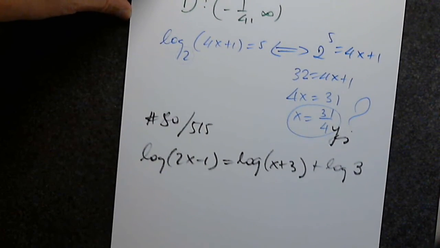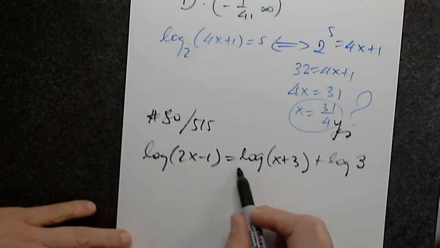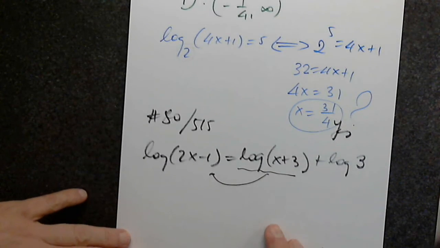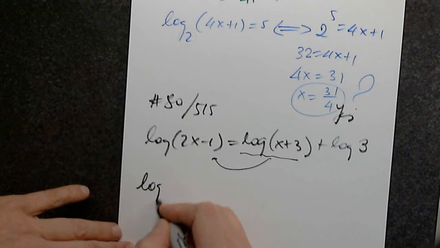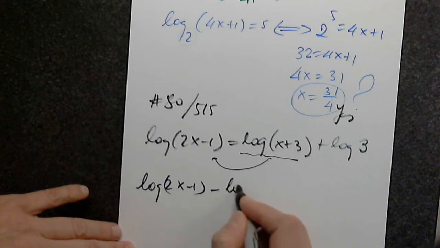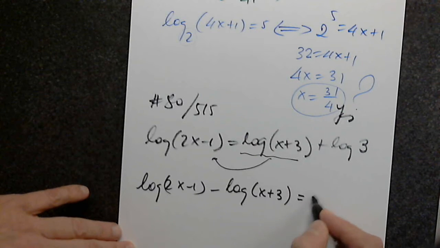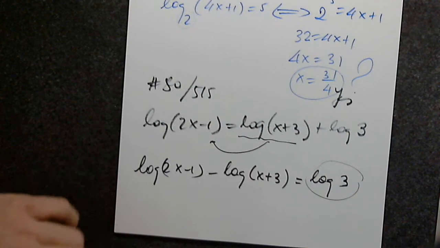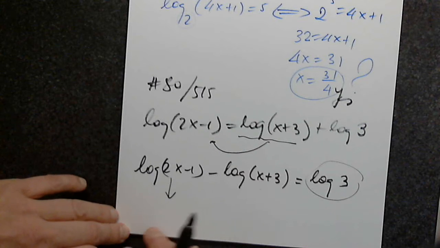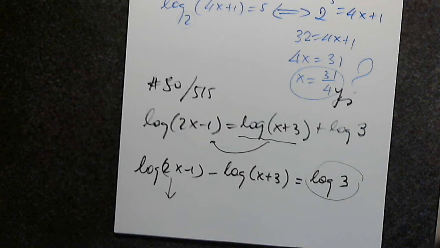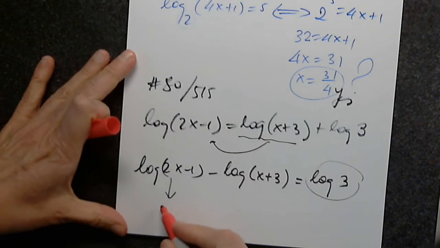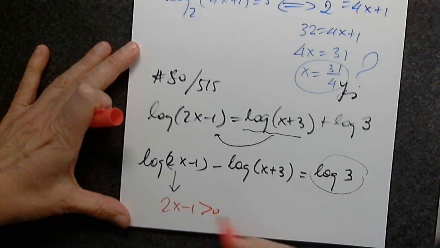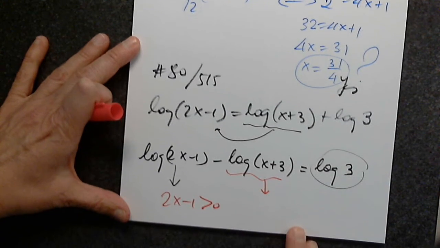It's not a must, but I recommend the two functions with x to be on the same side. So I will rewrite: log of 2x minus 1 minus log of x plus 3 equals log 3. This is a number. I'm not going to state any restrictions on log 3. It's just a number. So can anyone give us the restriction for the first function? What will I have to write for the first function to exist? Perfect. What will I have to write for the second function to exist?